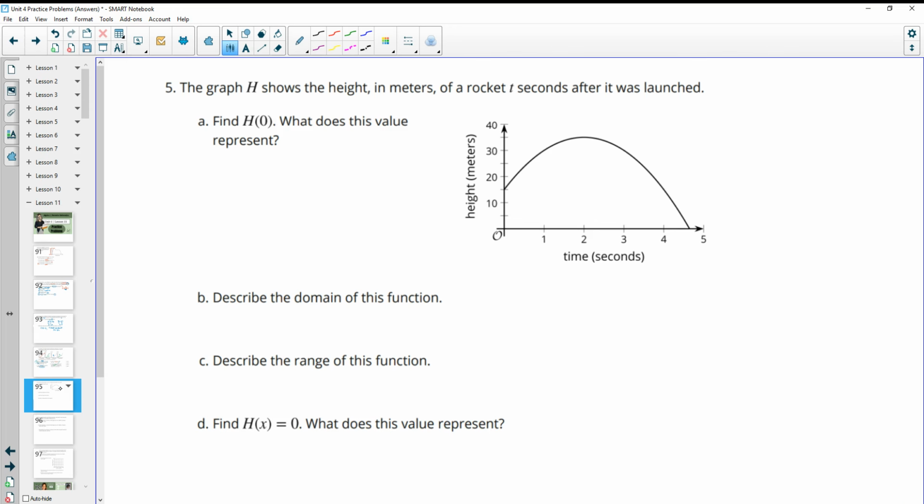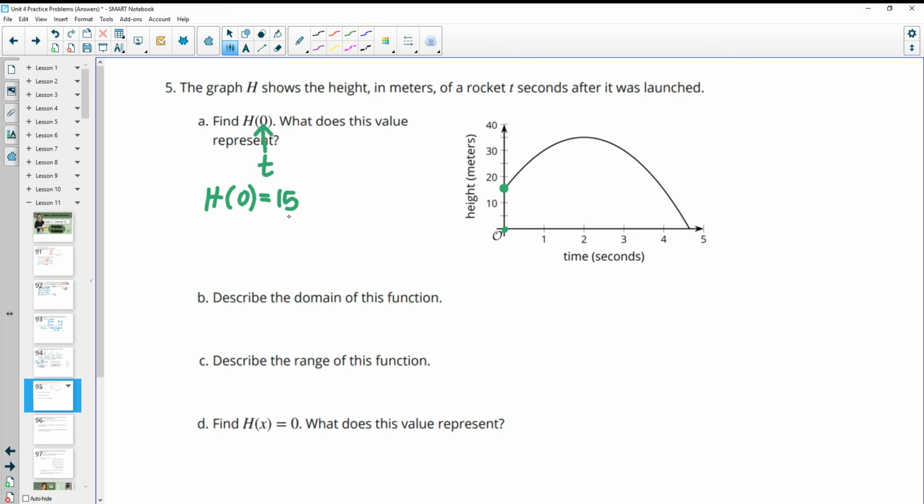Number 5, the graph H shows the height in meters of a rocket T seconds after it was launched. Find H of 0. So that means that your X value is 0. So if my X value is 0, where's my function? And that's right here. So H of 0 is equal to about 15. And remember when time is 0, because this is your T value, not your X value, I guess, in this case. So this means your time is 0.